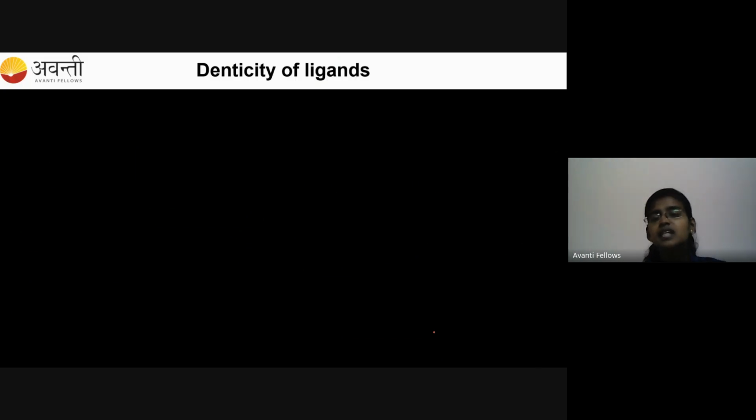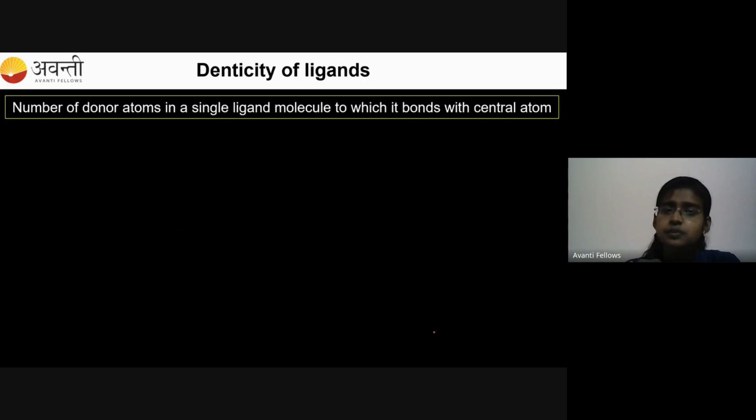Now the first classification was based on charge. The second classification is based on denticity. What is meant by denticity first of all? It is the number of donor atoms in a single ligand molecule through which it bonds with the central atom. The number of donor atoms in a single ligand is called denticity.